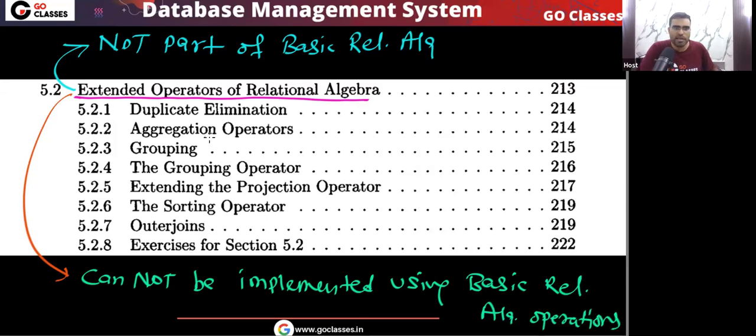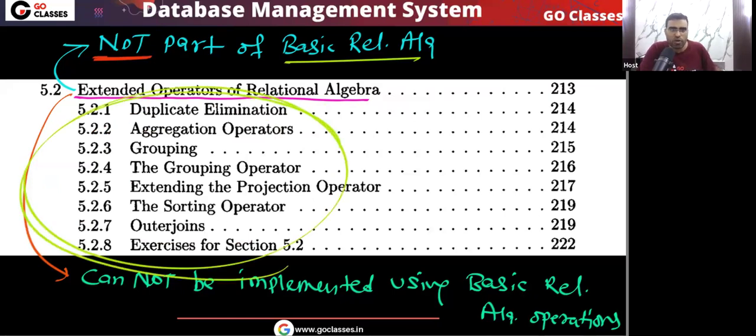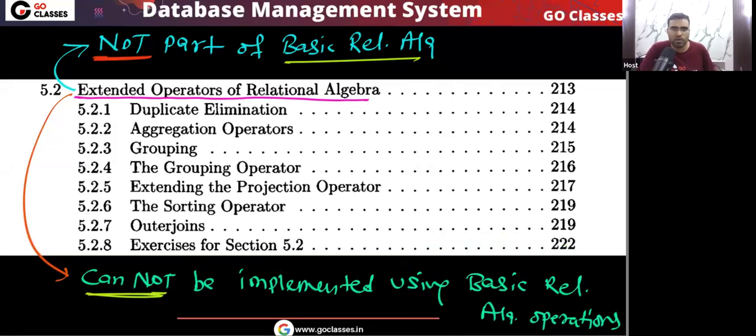So remember, these are extended operations. For example, duplicate elimination, aggregation operator, grouping, sorting, and also outer join. All these are extended operators. Is this clear? In aggregation you have summation, average, these types of things. So remember, all of them are extended operators, meaning they are not part of basic relational algebra. I can say these cannot be implemented using the basic relational algebra operations.